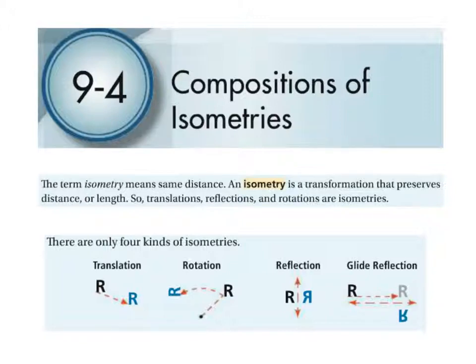To say we're going to do a composition of an isometry means that we're going to do multiple transformations. So I'll do a reflection with another reflection, or in this case, you can see where I talked about this, this, and this. We also have something we call a glide reflection. Well, that's two things happening. It's a translation, which we call a glide, and then a reflection. So when you do two different transformations, that's what we're doing today.